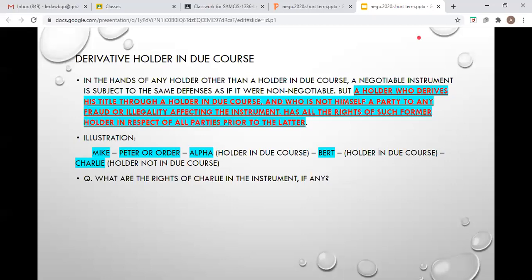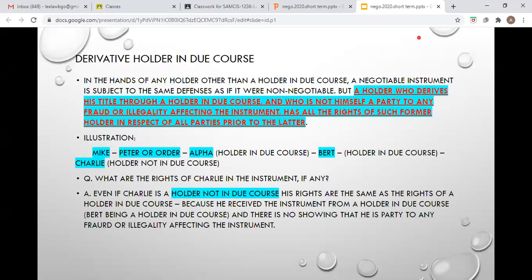What are the rights of Charlie in the instrument, if any? Well, even if Charlie is a holder not in due course, his rights are the same as the rights of a holder in due course. It's the same as the rights of Bert because he received the instrument from Bert who is a holder in due course. And there is no showing here that Charlie is a party to such fraud or illegality.